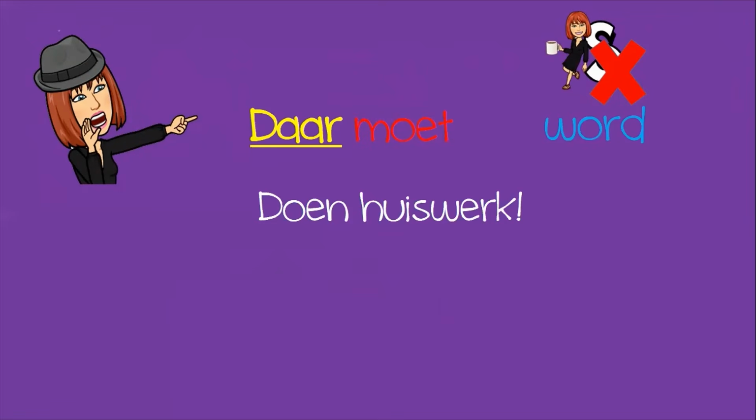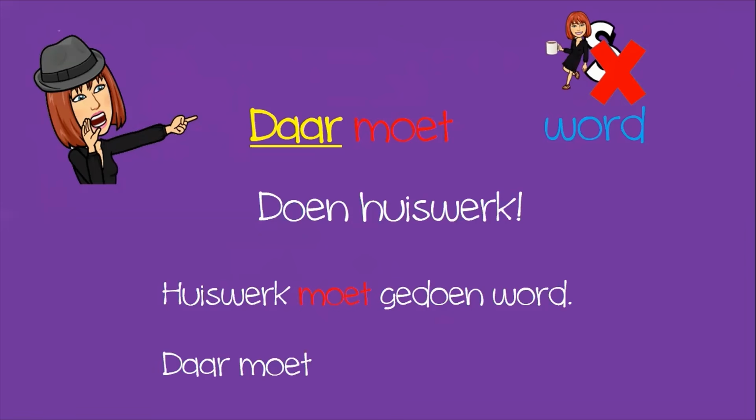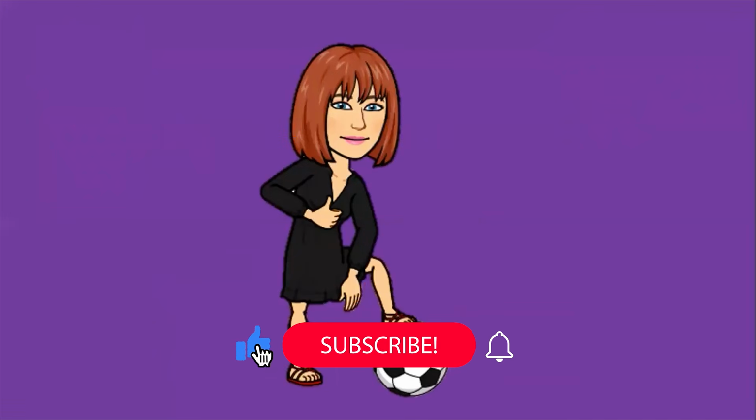Doen huiswerk. We are basically saying jy moet huiswerk doen. So huiswerk moet gedoen word. Or in this case, can also be daar moet huiswerk gedoen word. Word at the end because it is future, you still need to do it. And moet because we are commanding you to do it. And if we do not have a subject or an object, we have a little placeholder daar. Daar moet.